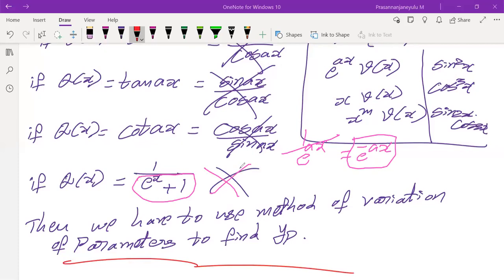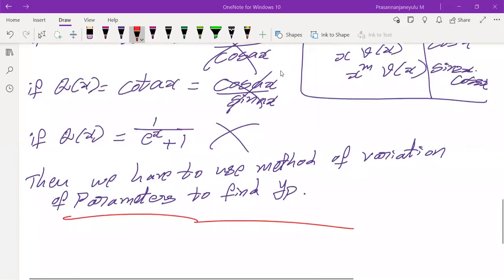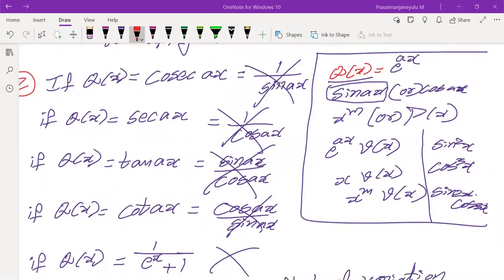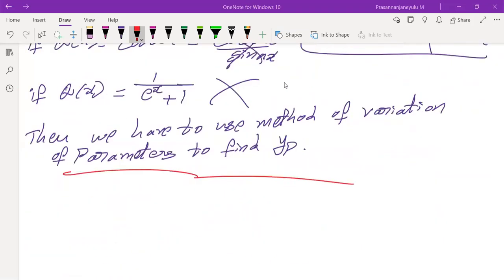That means for all these cases, whenever all these q of x cases occur, we cannot convert it into type 1, 2, 3, 4, 5, 6. So because of that reason, in these types of situations also, we have to use the method of variation of parameters to find yp. This is the conclusion.